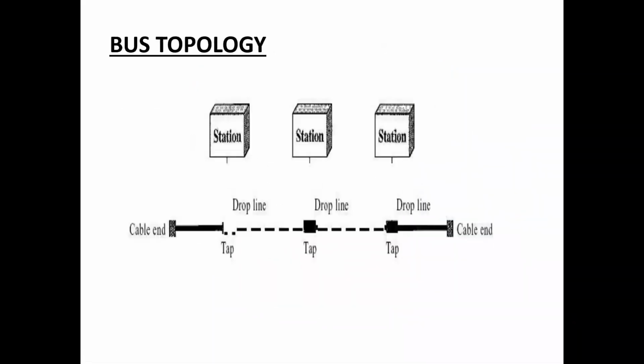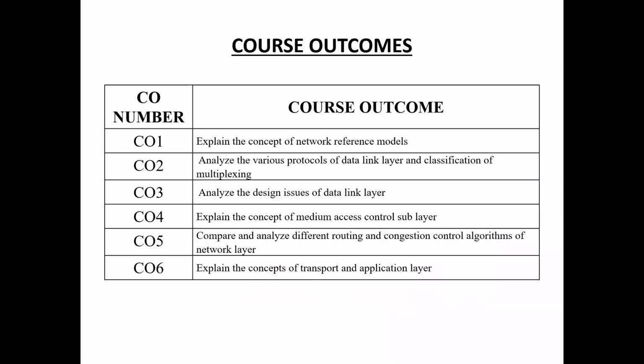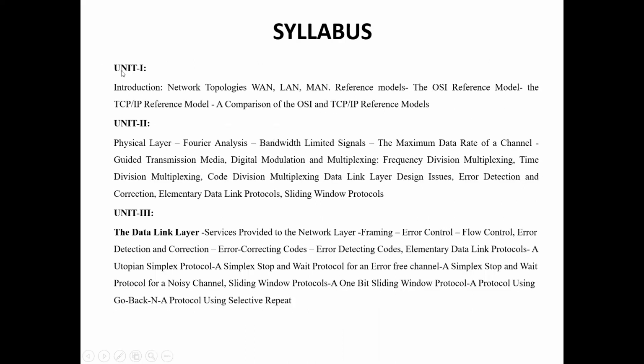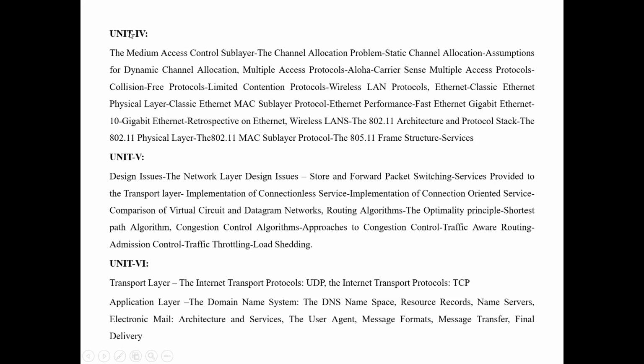So our syllabus is here. Unit 1 is just these two reference models, OSI and TCP/IP. Unit 2, physical layer. And next, unit 3, data link layer. And unit 4, medium access control sublayer, that is the MAC sublayer. This one is a sublayer in the data link layer.